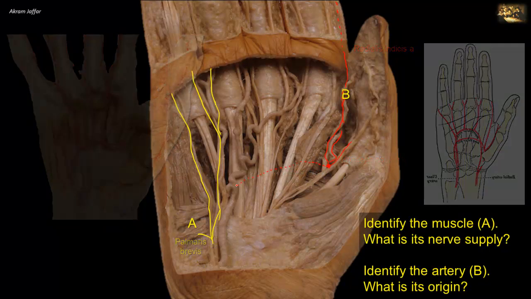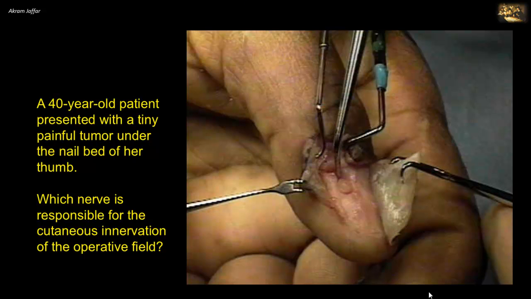ulnar artery. A 40-year-old patient presented with a tiny painful tumor under the nail bed of her thumb. Which nerve is responsible for the cutaneous innervation of the operative field?